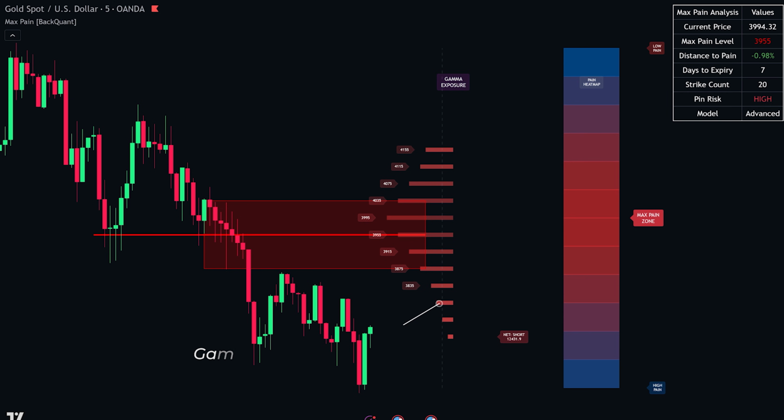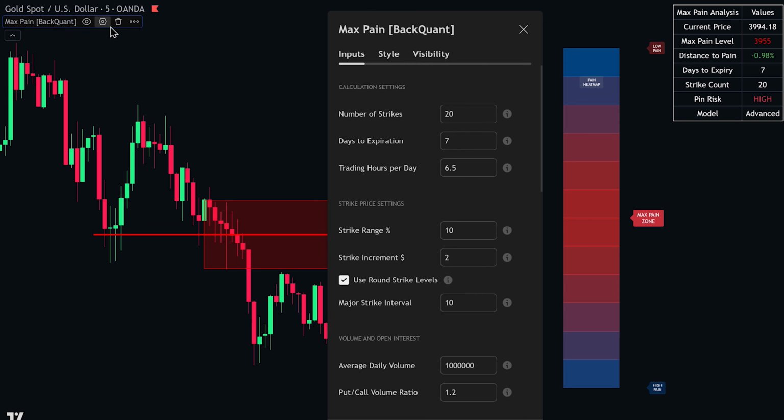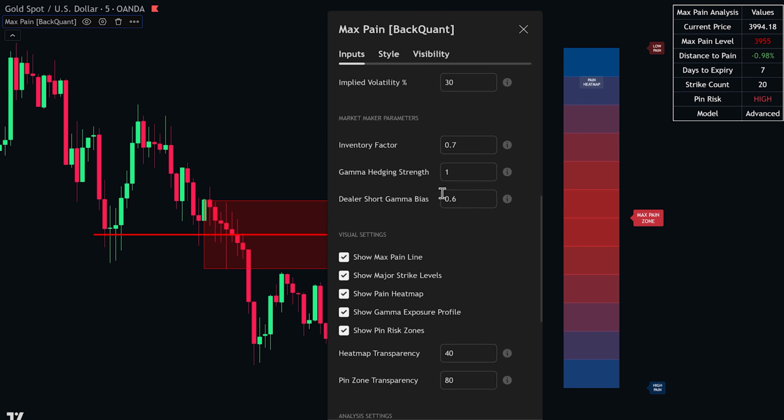On the side, you'll notice gamma bars. These show how strong hedging pressure is at each strike price. And at the top right corner, you'll find the dashboard. It tells you the current price, the max pain level, distance to pain, days to expiry, and how high the pin risk is.